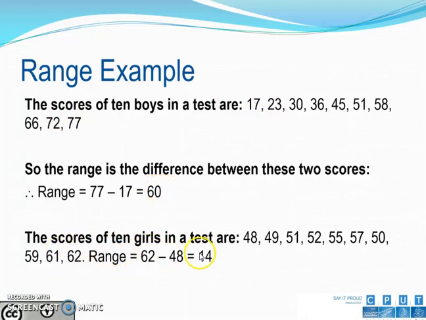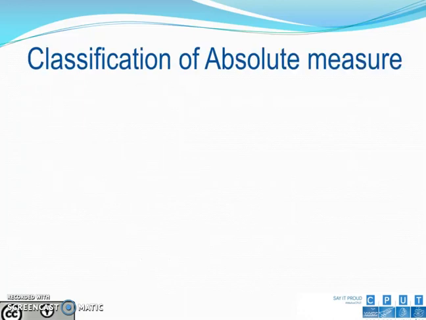Similarly, the scores of 10 girls in a test are 48, 49, 51, 52, 55, 57, 50, 59, 61, 62, and therefore the range will be 62 as the largest value minus 48, which is the smallest, which gives us a total of 14. So here we find that the scores of the boys are widely scattered, hence we have a bigger number. Thus the scores of boys vary much, but the scores of girls do not vary as much. Of course, they vary less. Thus the variability of the scores of the boys is more than the variability of the scores of girls.